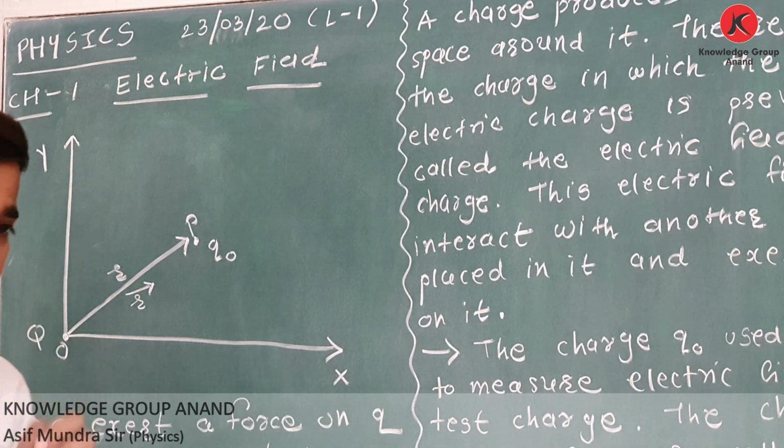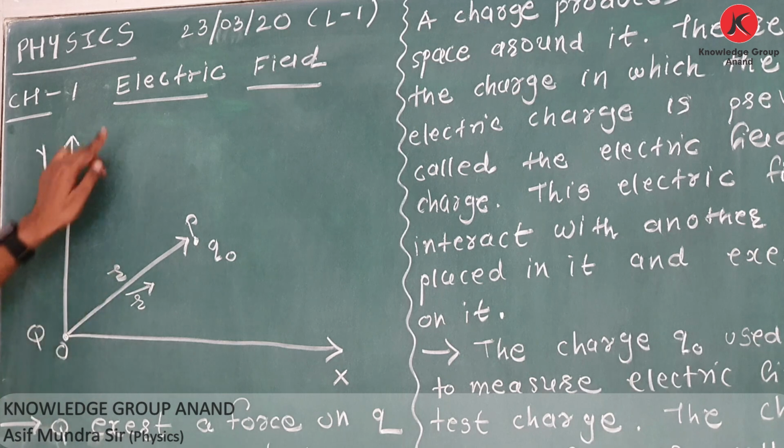See, there are three types of field: gravitational field, electric field, magnetic field. About gravitational field, you have already studied in 11th. Okay, what is gravitational field? In this topic, we will study what is electric field.